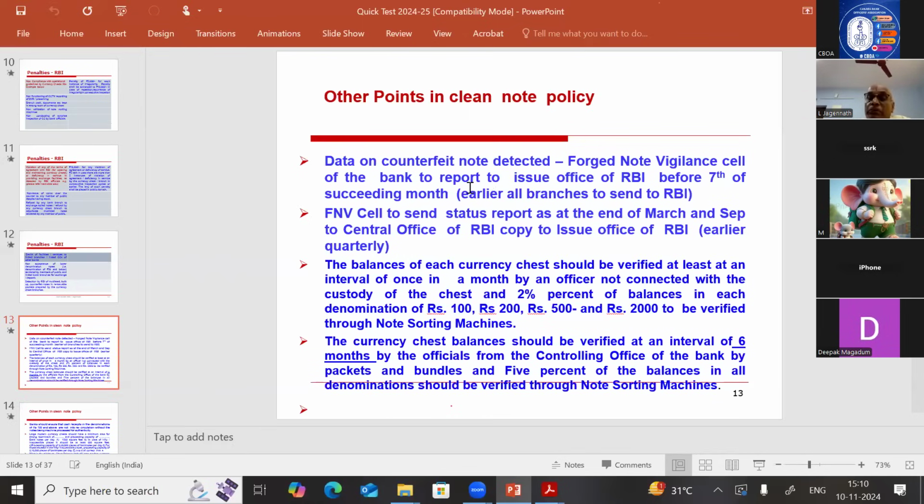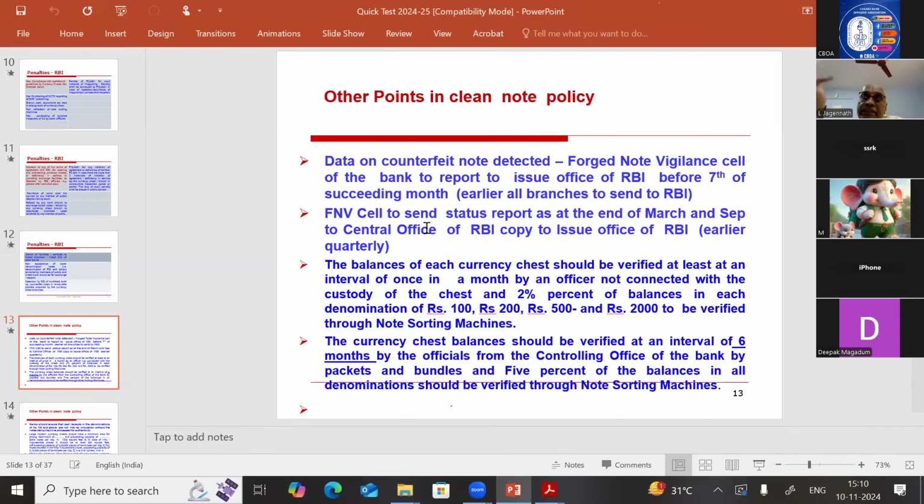Before the guideline came, earlier all branches sent directly to RBI. Now it underwent a change. The forged note vigilance cell gives the direction with regard to counterfeit notes, whether you found any or, if it is nil, everything should go to RBI before the 7th of the succeeding month from only one point, that is the forged note vigilance cell. The forged note vigilance cell sends status reports as at the end of March and September to the central office of RBI, copy to the issue office of RBI. Earlier it was quarterly. Now it is changed to half-yearly.